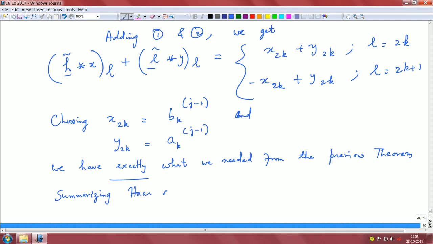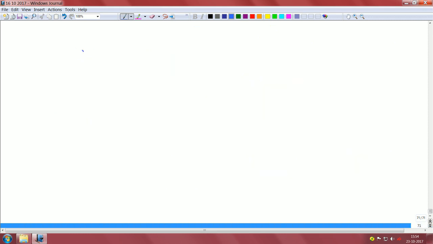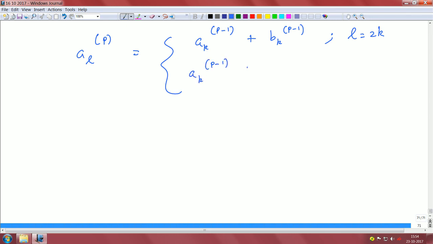Summarizing Haar reconstruction, right. So, let me give you the picture. To just recall, you had A_L of P is basically A_K P minus 1 plus B_K P minus 1 when L equals 2K, and A_K P minus 1 minus B_K P minus 1 when L is odd. So, we are sort of set.